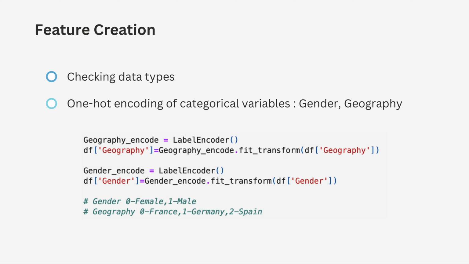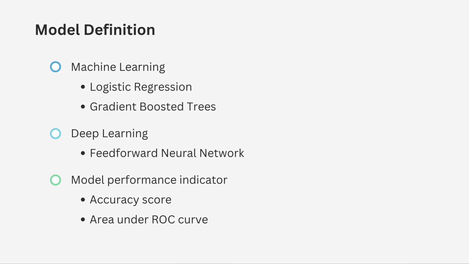For feature creation, I checked the data types to see if they match or not, like age has to be an integer, not a string. Then I did one hot encoding for categorical variables like geography and gender. Here is a sample of one hot encoding. Let's move to model building.